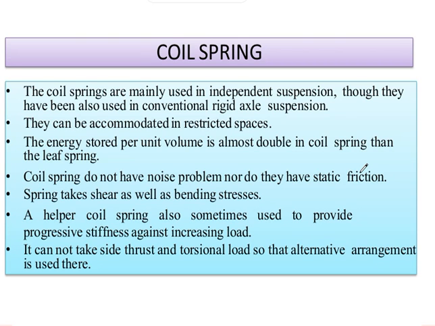What I am talking about coil spring, the coil springs are mainly used in independent suspension, though they have also been used in conventional rigid axle suspension. They can be accommodated in restricted spaces. The energy stored per unit volume is almost double in coil spring than the leaf spring. Coil spring do not have noise problem, nor do they have static friction. Spring takes shear as well as bending stresses. A helper coil spring also sometimes used to provide progressive stiffness against increasing load. It cannot take side thrust and torsional load, so that alternative arrangement is used there.